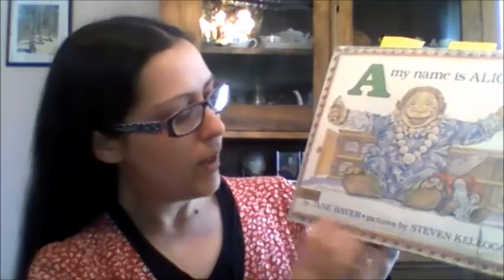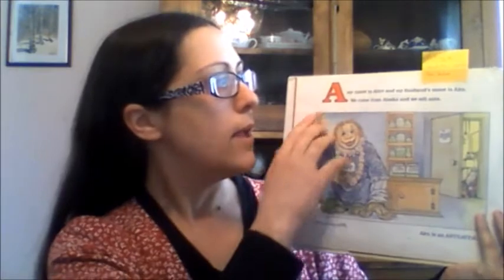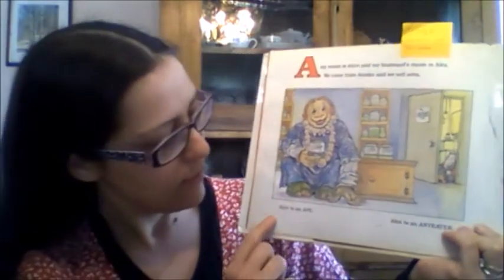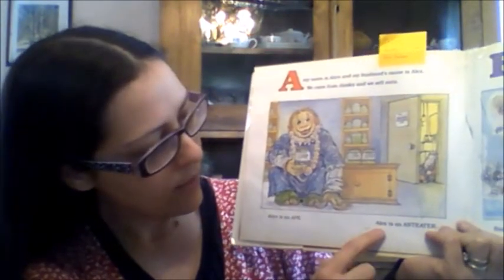This is an alphabet book, My Name is Alice, by Jane Bayer and illustrated by Stephen Kellogg. So this is based on that game you might have played or heard of as a jump rope game or a ball bouncing game. My name is Alice. My husband's name is Alex. We come from Alaska and we sell ants. So here's Alice, an ape, and Alex is an anteater. So it continues for every letter of the alphabet.